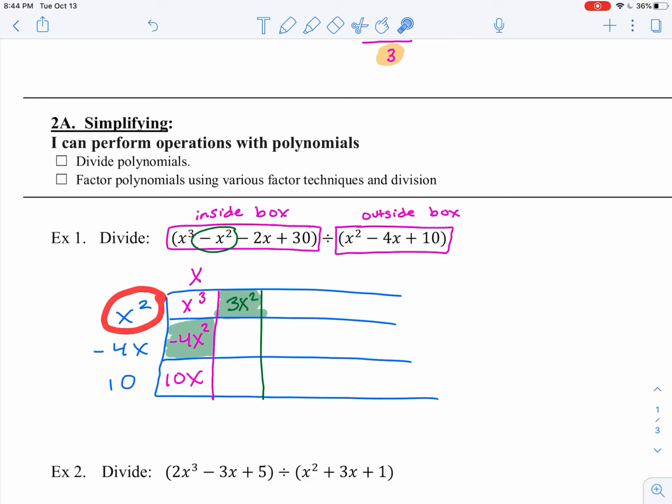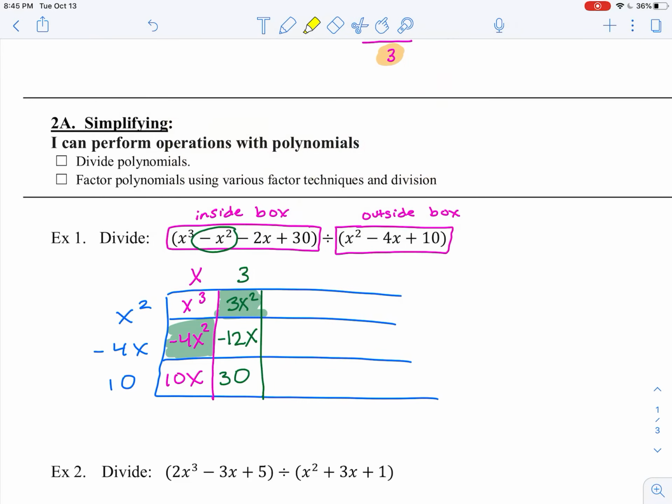What does x squared need to multiply by to get 3x squared? It needs to multiply by 3. And so I'm going to ask myself, well, okay, now 3 is going to multiply by all of these things, right? So 3 times the x squared gives us the 3x squared. 3 times the negative 4x gives us negative 12x. 3 times the 10 gives us 30.